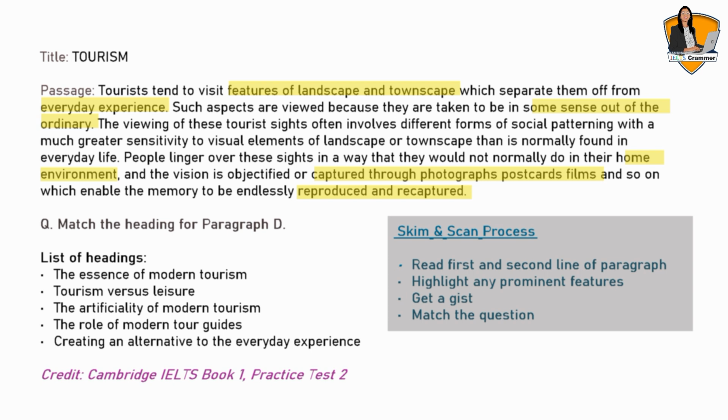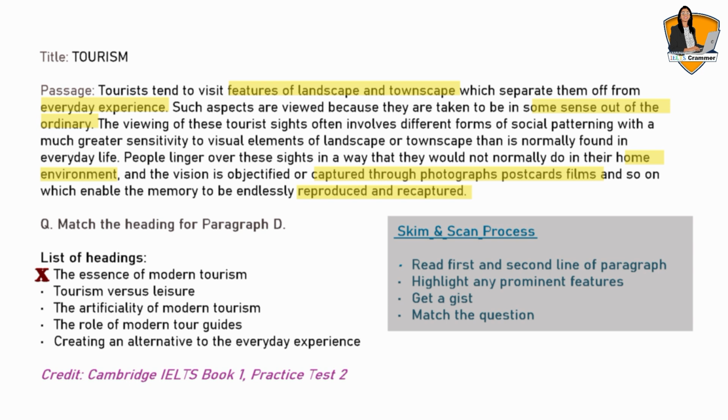Now we'll go to the question. The question is match the headings for paragraph D. So this is paragraph D from the passage. Now what you need to do is also highlight some keywords in the question. The first heading that we are seeing is essence of modern tourism. Modern tourism is basically the keyword in this particular heading. So now I'm going to go back to the passage and I'm going to scan it. Do I see modern tourism anywhere? No, I don't. So I tick off that this is not the heading.